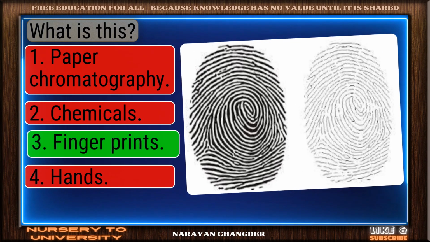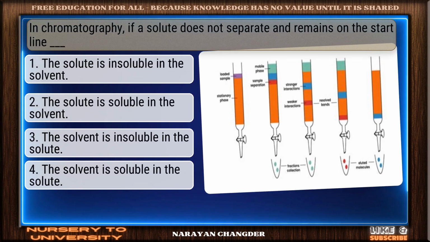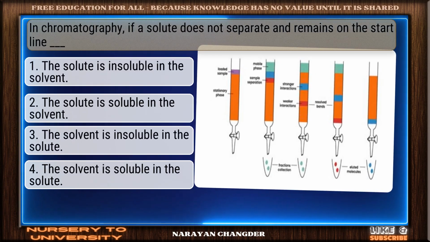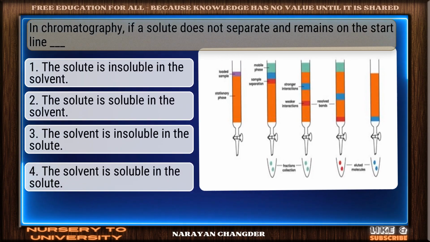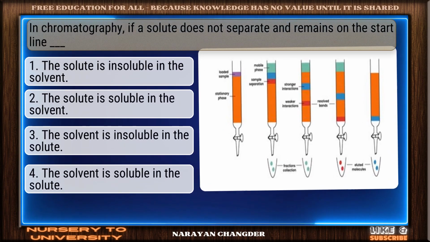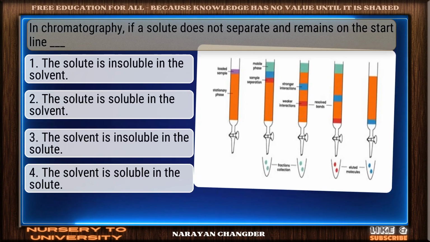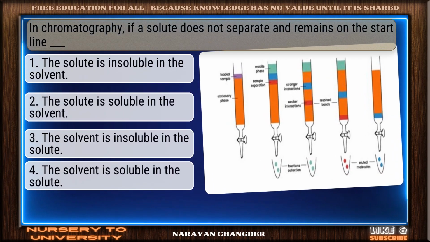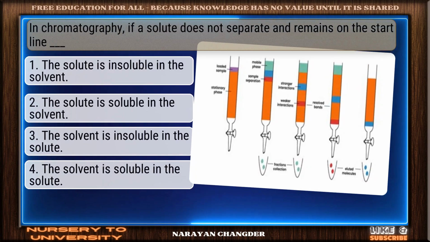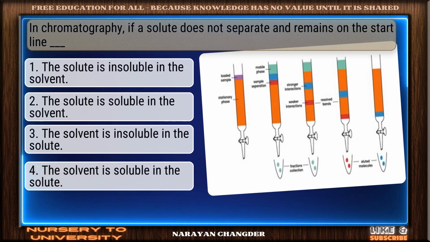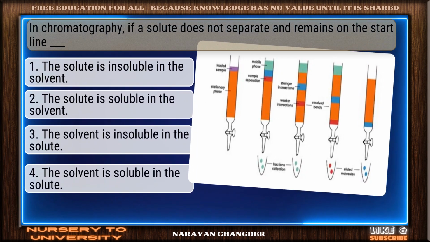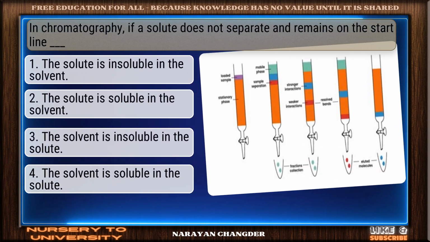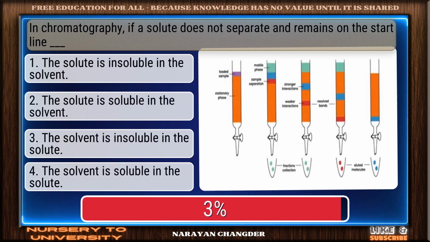Right, fingerprints. In chromatography, if a solute does not separate and remains on the start line, ___. Option 1, the solute is insoluble in the solvent. Option 2, the solute is soluble in the solvent. Option 3, the solvent is insoluble in the solute. Option 4, the solvent is soluble in the solute.